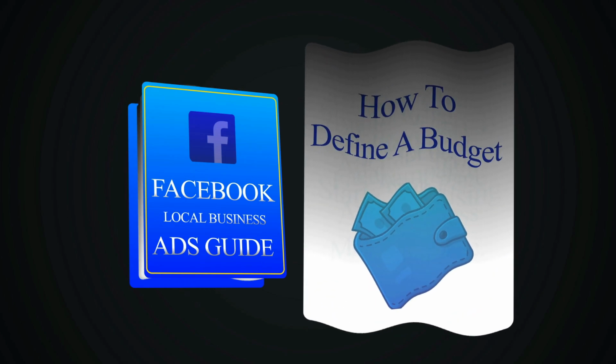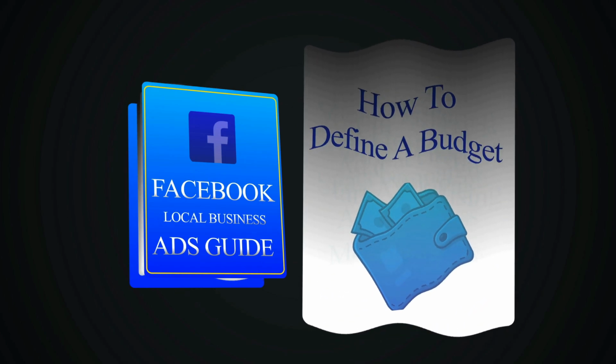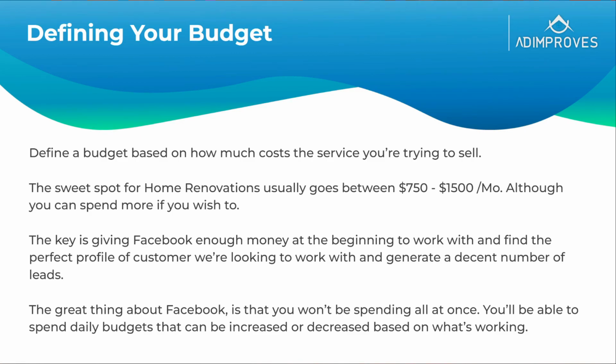Defining your budget is one of the most important elements of your ads. As a local home improvement business, you should be pricing your ad spend based on how much your service costs. Do not expect to pay a couple of dollars and generate large, profitable, qualified leads. Be realistic about it. The sweet spot usually goes between $750 to $1,500 monthly budget. You can do more if you wish to, but it is all based on giving Facebook enough money at the beginning to work with and find the perfect profile of customers we're looking for and actually generate a decent number of leads.